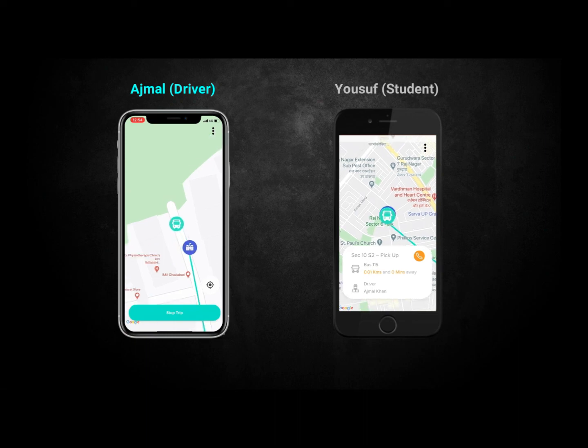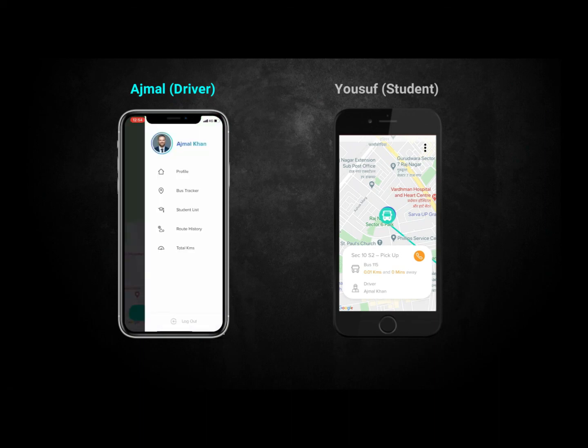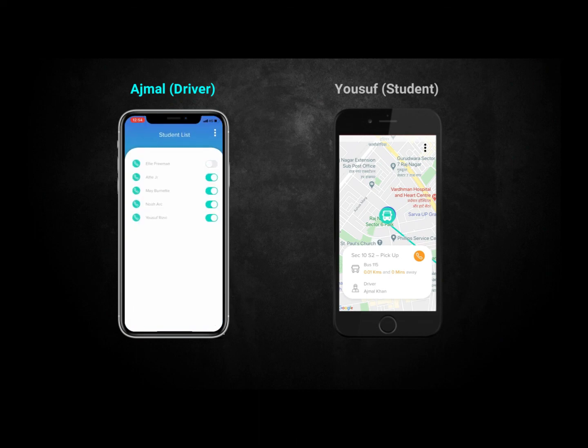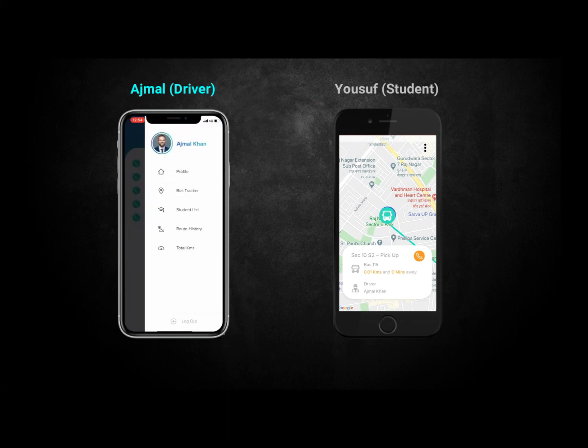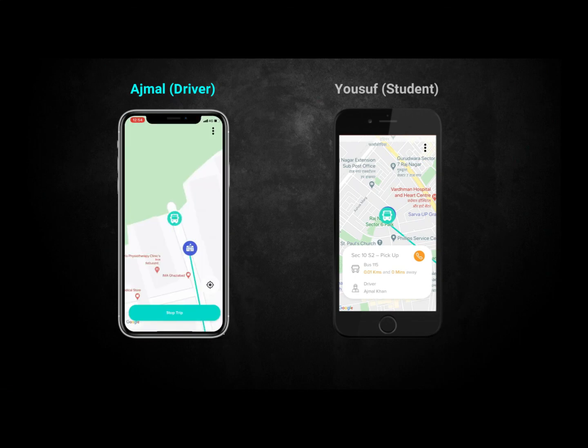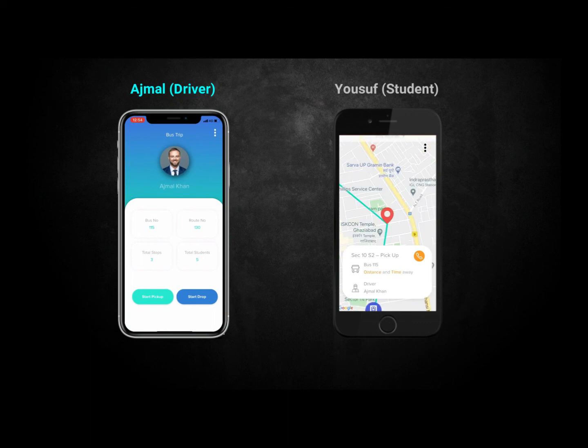Once the driver reaches the school, he can tap on the menu and see the complete list of students just in case he missed marking someone, or in case he marked a student incorrectly by mistake. As soon as Ajmal ends the trip, Yusuf's map jumps back to his stop.